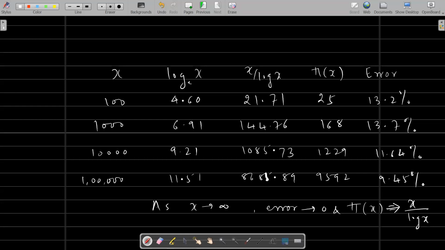Sir, is the actual value always more than x by log x? Yeah, that's a good question. Generally, pi x turns out to be more than x by log x. Okay, sir, thank you. Also, sir, is this the natural log or log x to the base 10? This is log x to base e. Oh, so natural log.